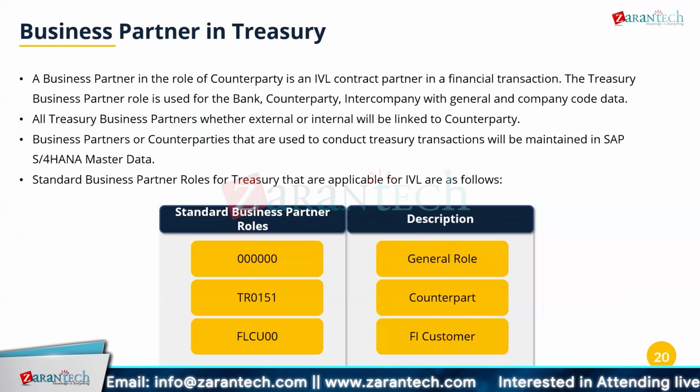For company code data, are you guys familiar with the company code concept? Some of you may not be, right. Company code, can someone tell what is a company code? The company code is a legal entity. In general terminology we just call it a company, but in SAP terminology it's called a company code. And this is the legal entity.